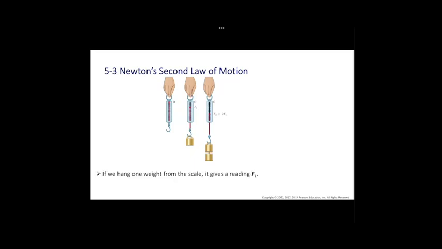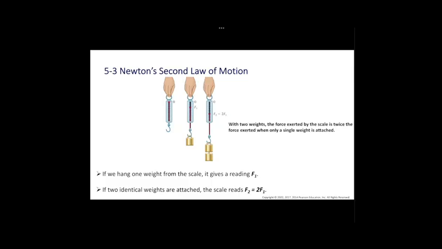Now if we hang one weight from the scale, it gives a reading that we call F1. If two identical weights are attached, the scale reads F2 equals 2 F1. Therefore, with the two weights, the force exerted by the scale is twice the force exerted when only a single weight is attached.